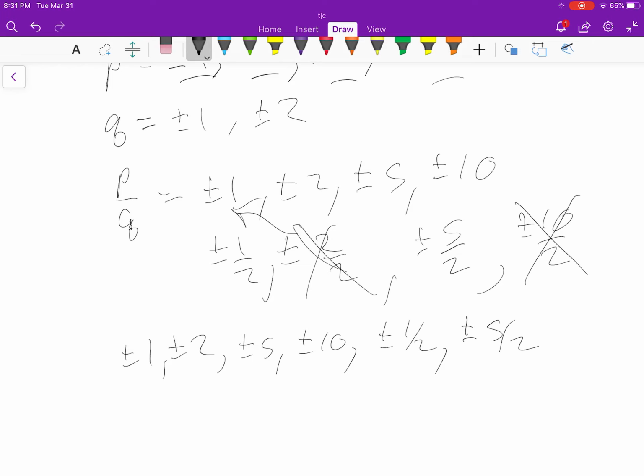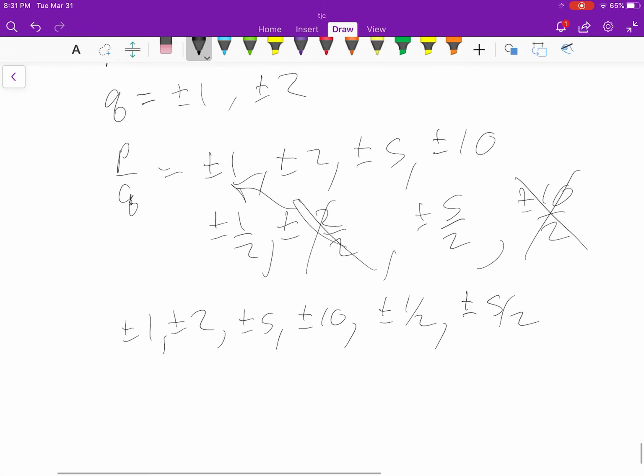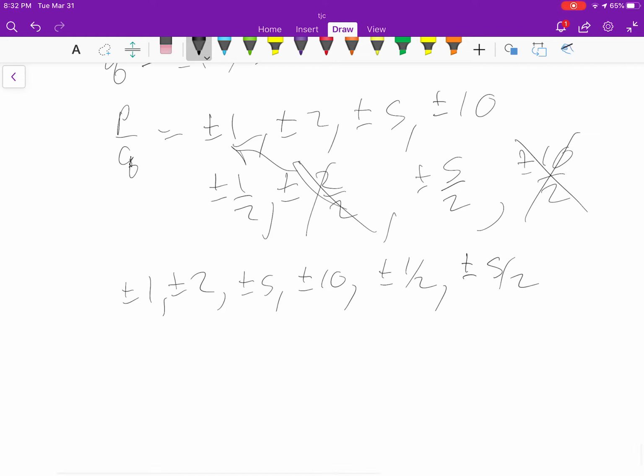Now at this point, you could either plug them in and figure out which one of these 12 numbers work, and it's possible none of them do. Or you could do your long division, or you could do synthetic division.